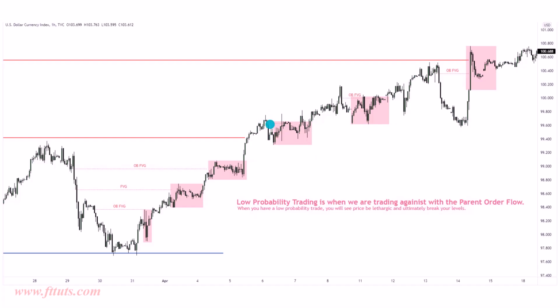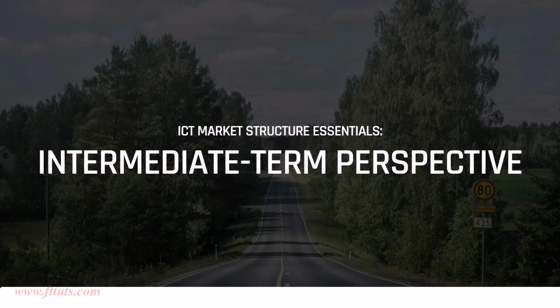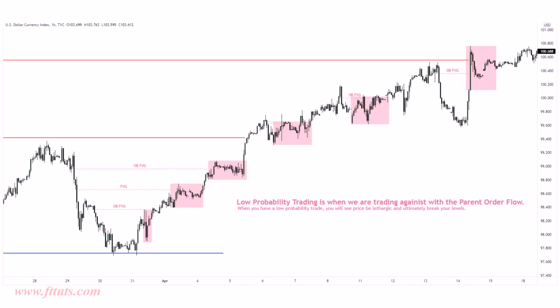You have order block fair value gap here. You can see price reacts to it because it is a significant level, right? But they're expected to break. Order block fair value gap here. If it's against the parent order flow, it's going to be expected to break. Same thing here. So what you want to do is make sure that you're always trading based on that long-term perspective. Otherwise, you're going to get chopped up in the intraday charts by shorting levels.